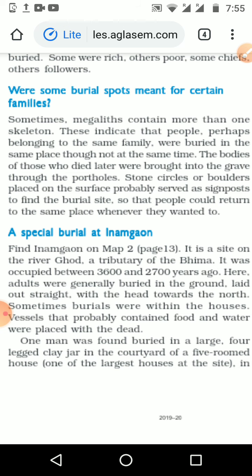Sometimes the megalithics contain more than one skeleton. Means in one burial ground, not only one, many skeletons were found by the archaeologists, and this indicates that people perhaps belonging to the same family were buried in the same place, though not at the same time. They got maybe 3 or 5 skeletons from the same burial spot, and when they checked the age, they understood that from one family there was one spot, and they buried one person. Then, say this year in 2020, after 2025-30, another person dies and is also buried in the same place because they are from the same family. Then after 2050, another person dies and is also buried in the same ground.